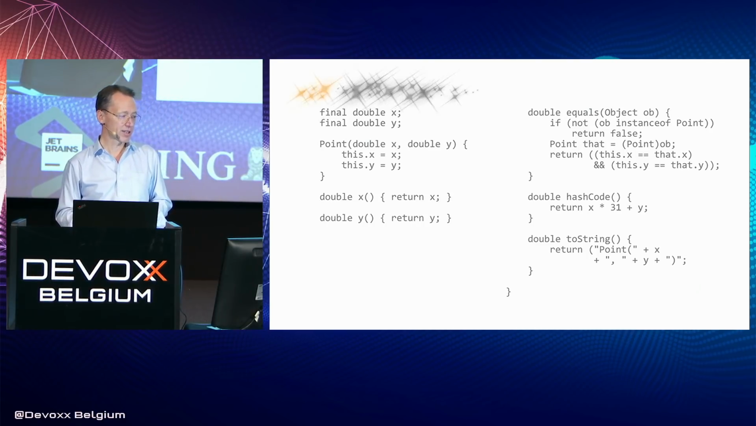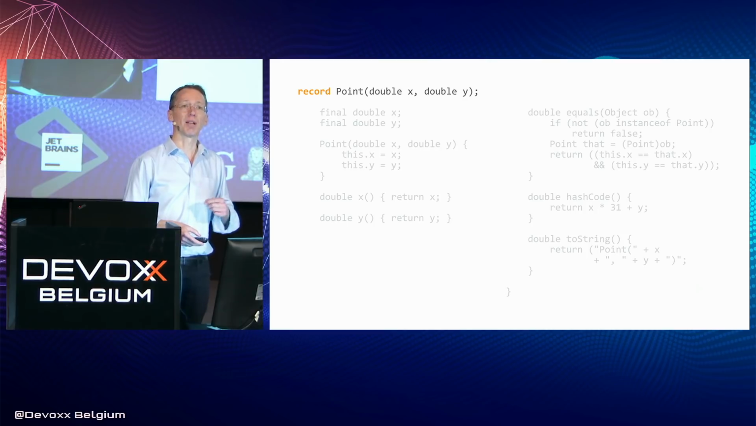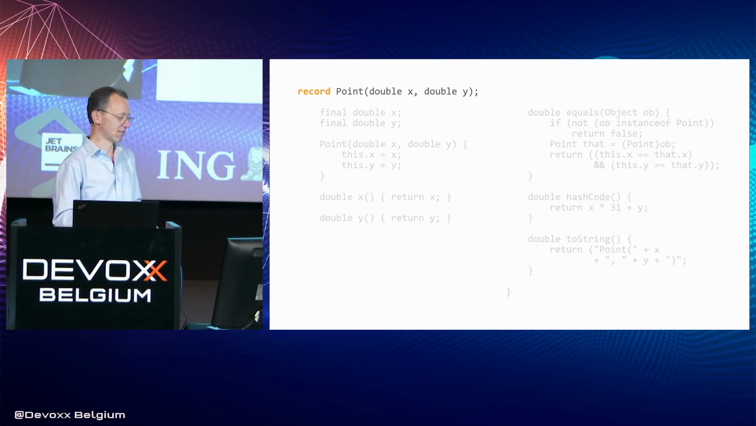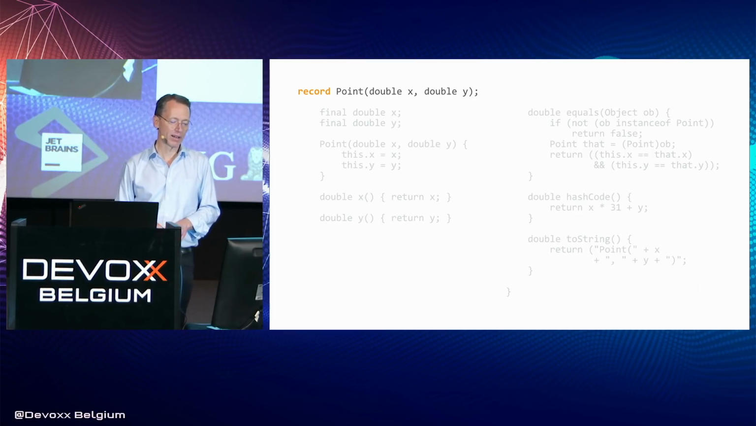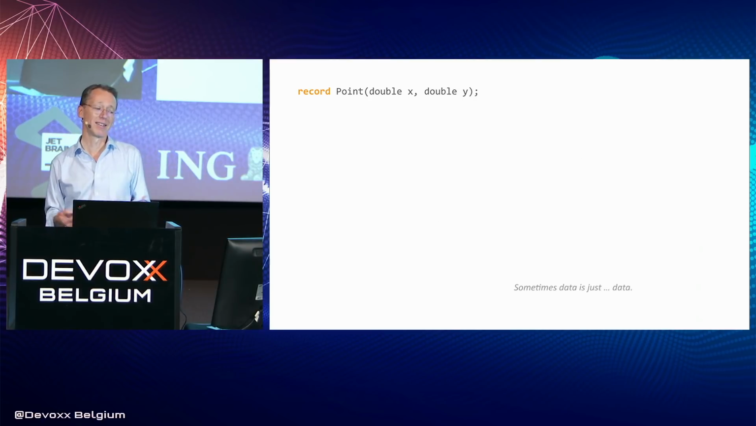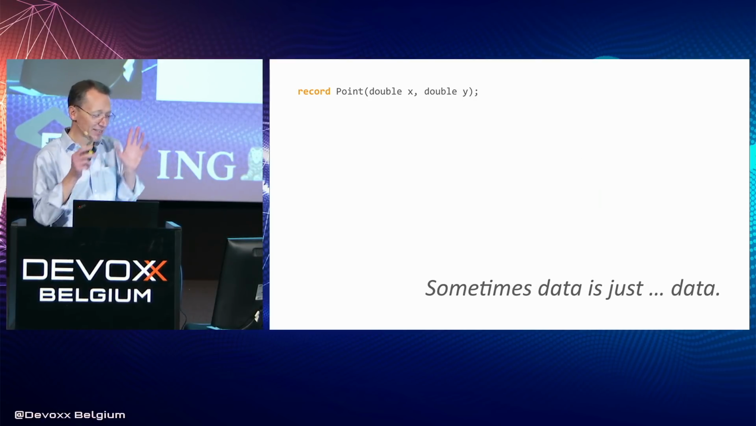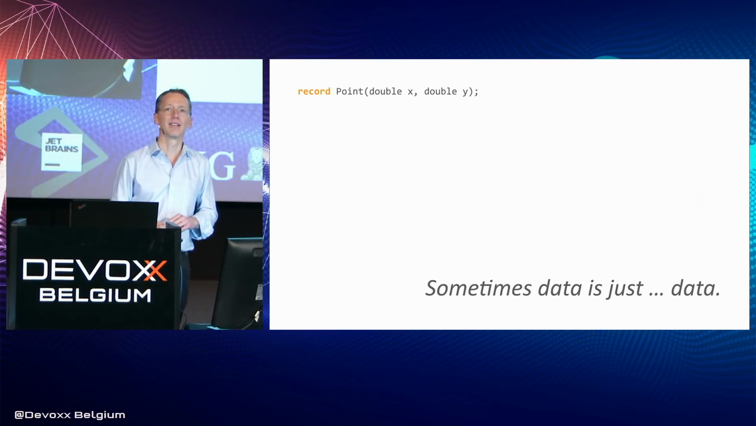Records let you do just that. You say record point double x double y, boom, you're done. And you get the equivalent of all the code that's now faded away. We've replaced all that POJO stuff with just one line because sometimes data is just data. I don't need all this fancy object-oriented stuff.